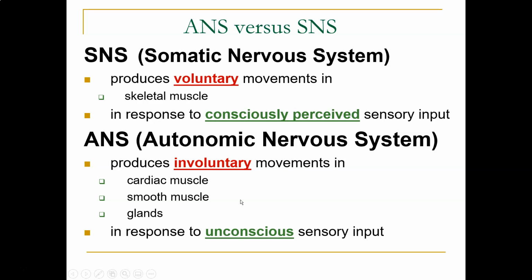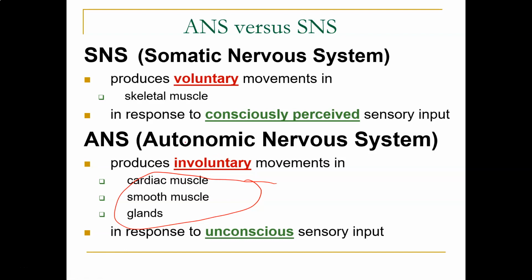So if we look down here you see the targets of autonomic motor neurons. Okay, so we're going to be focusing on the motor neurons. We will talk about the autonomic sensory neurons in another lecture, but here we're going to focus on the motor neurons.